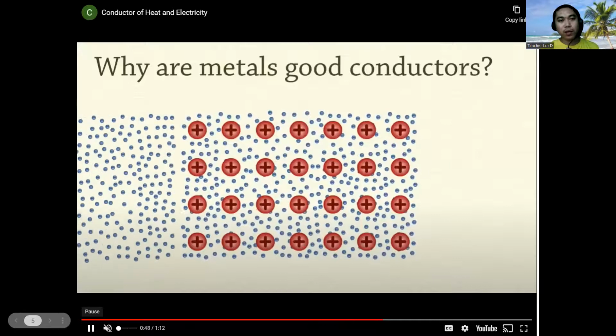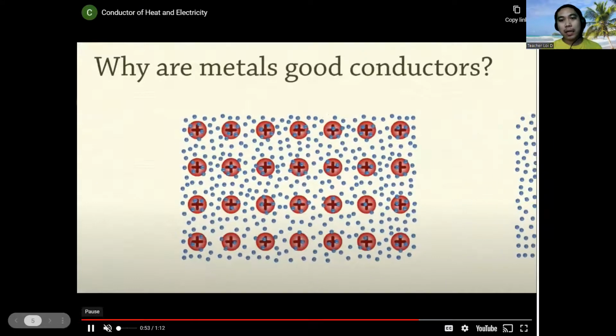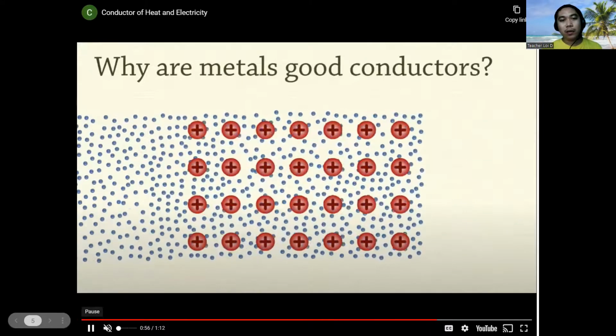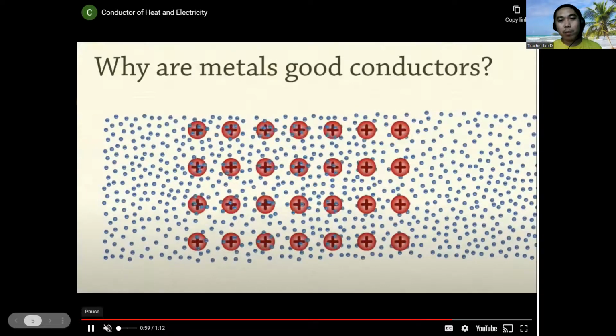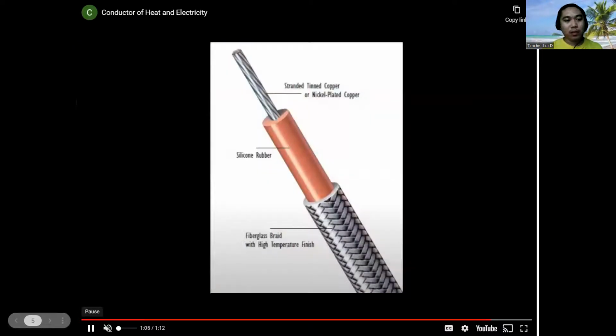Why are metals good conductors? So once na may electric currents, yung electrons ay gumagalaw. Okay? Naililipat siya sa ibang wires or gumagapang yung electricity kasi namumove yung electrons. Kaya nga gumagamit tayo ng stranded tin copper or nickel plated copper. Saka silicon. Yan po kasi yung good conductor of electricity as well as heat. Yung silicon rubber, insulator siya ng electricity. Hindi dumadaloy yung electricity sa plastic.